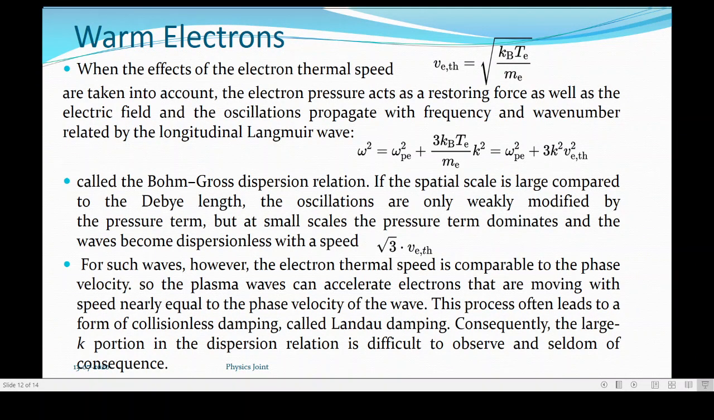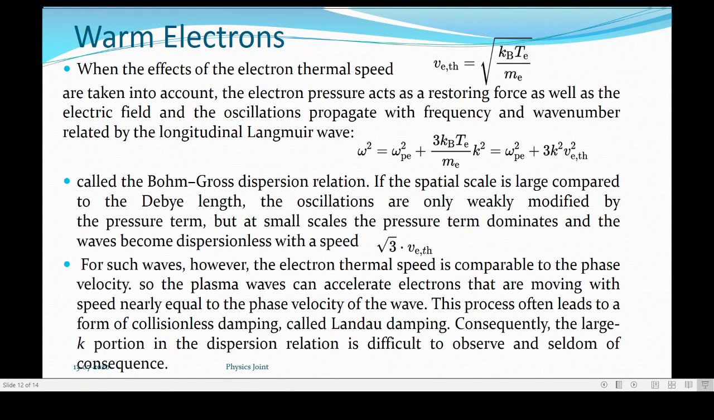If the spatial scale is large compared to the Debye length, because in plasma one of the plasma parameters is the Debye length, the oscillations are weakly modified by the stress or pressure term. But at small scale, this pressure term is very important and it dominates, and the waves become dispersionless, and the speed is √3 times the thermal velocity. For such a wave, however, the electron thermal speed is comparable to the phase speed of the wave. So the plasma wave can accelerate electrons that are moving with speed nearly equal to the phase velocity of the wave, that is, in phase.